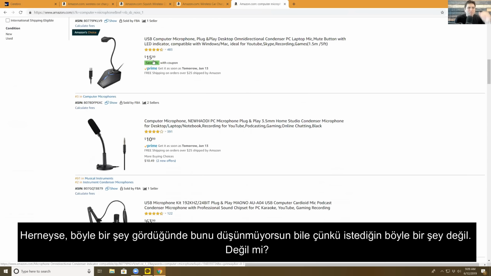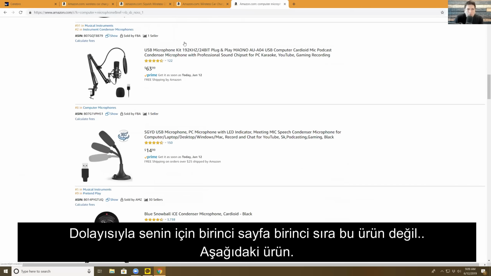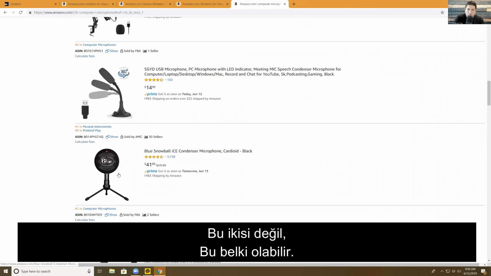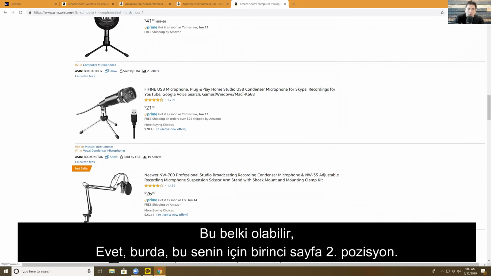But anyways, when you see something like this, you don't even consider it, because this is nothing like what you wanted, right? This kind of product. It's almost as if this doesn't exist on this page. In your subconscious, this is not page 1, position 1. This is nothing. Page 1, position 1 maybe is this, because this is the first one that you see that matches that image in your head or that idea of what you wanted. This one, maybe not. This one, maybe not. Oh, here, this is page 1, position 2.